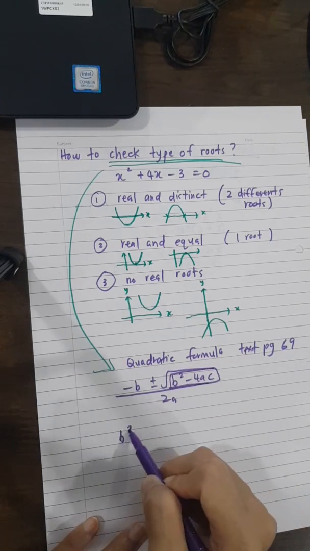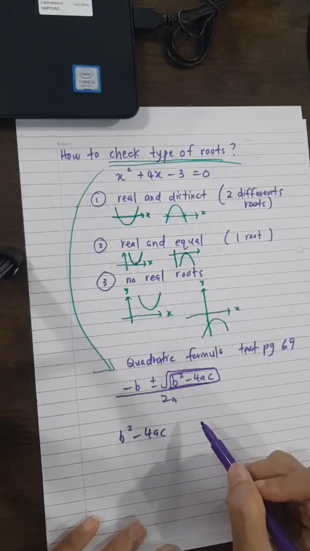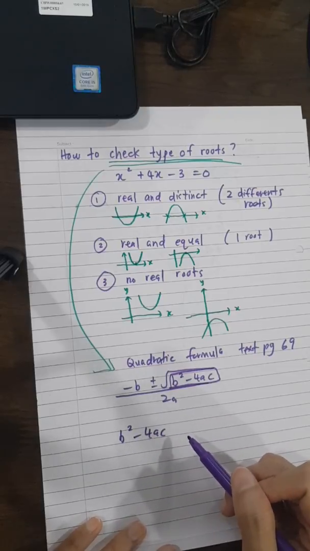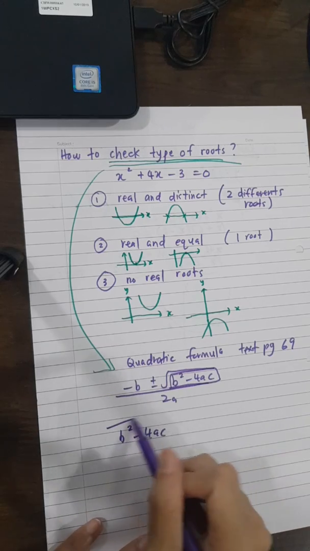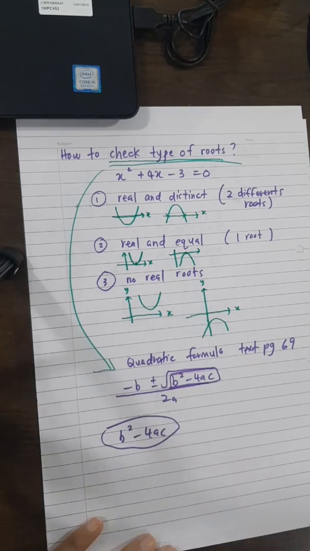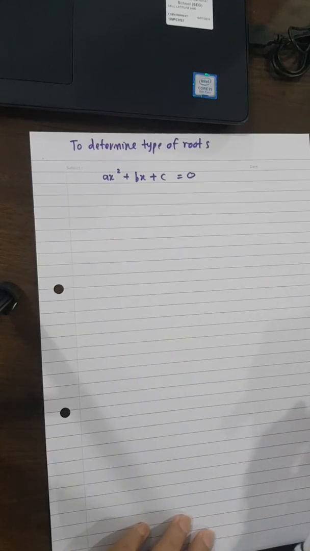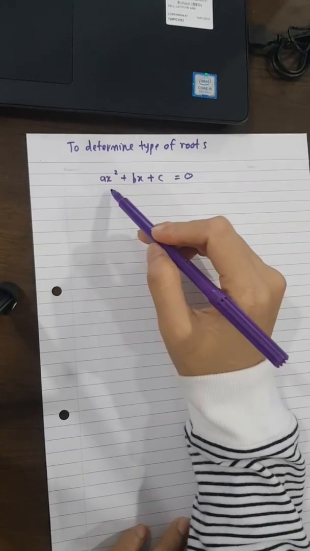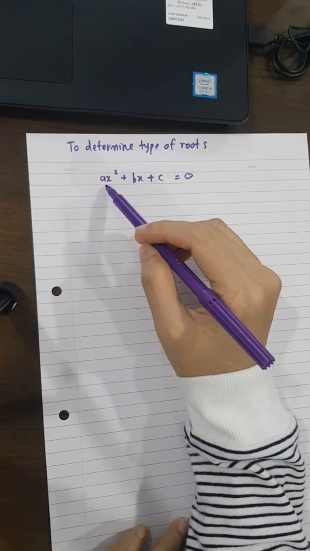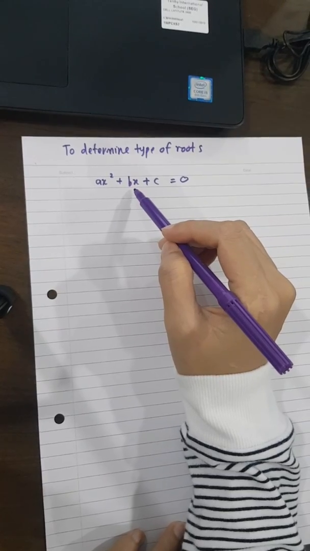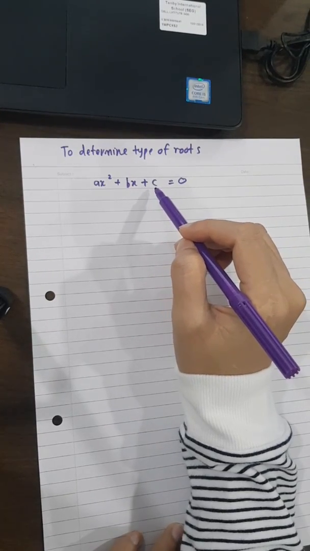So b square minus 4ac, we're going to use to check the type of root. Okay, we just use this. So what is actually a, b, c? A is the coefficient of x squared, b is the coefficient of x, c is the constant.